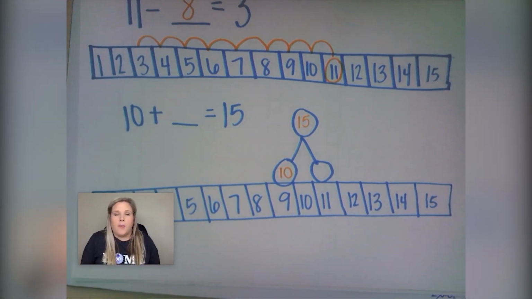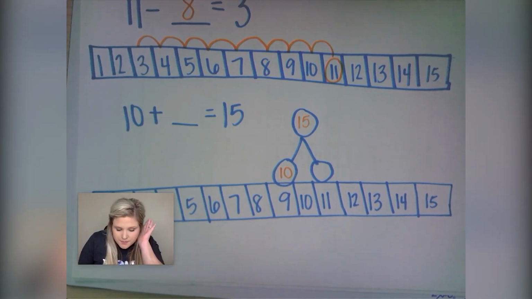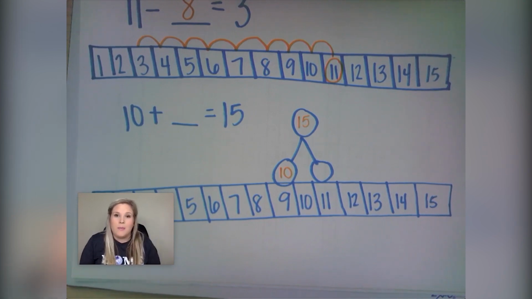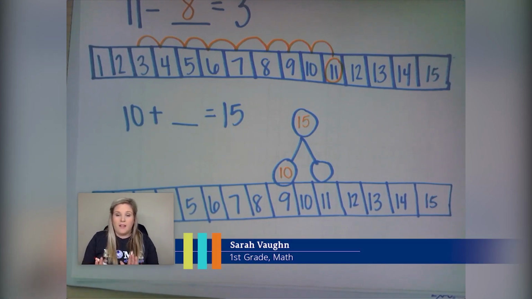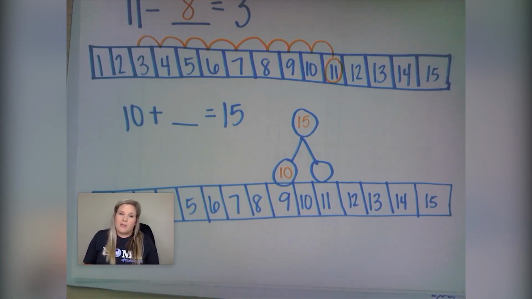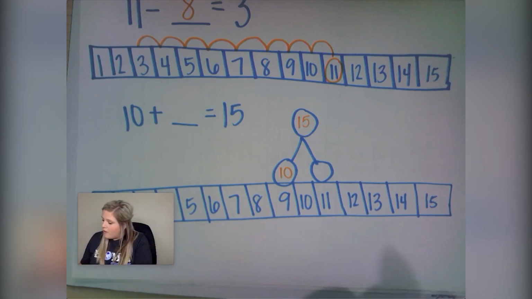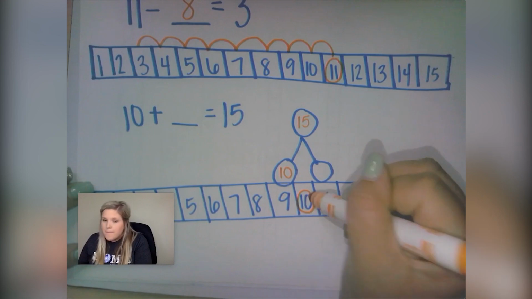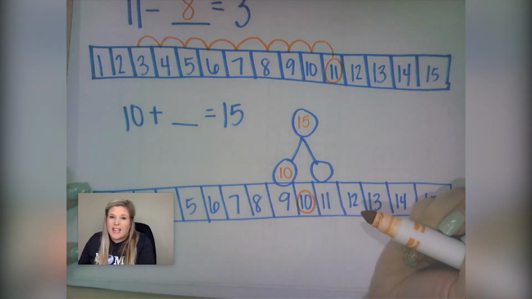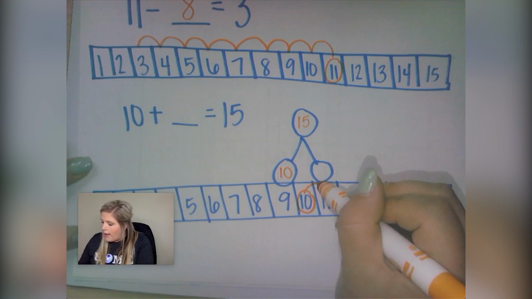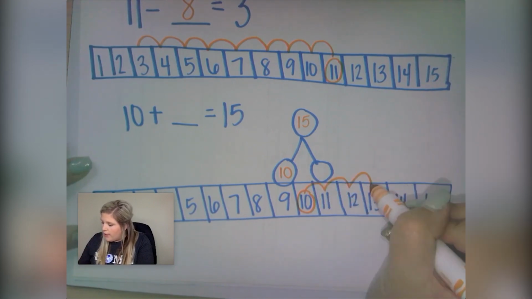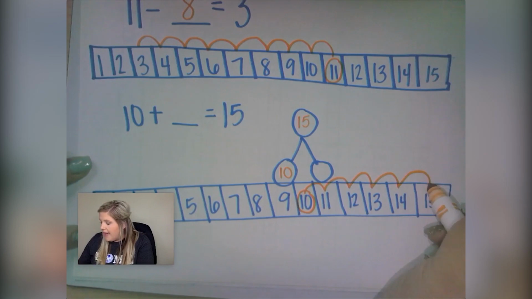How can I use my number path to help me solve this problem? Right, I can start at the number 10 and count on, or hop spaces, and stop when I get to 15. Let's do that together. You're going to touch yours and I'm going to draw on mine. Remember, we're not going to draw on yours just yet, but I will tell you when to get those out so we can do that again. I'm going to start at the number 10 and I'm going to hop until I get to the number 15. 1, 2, 3, 4, 5.